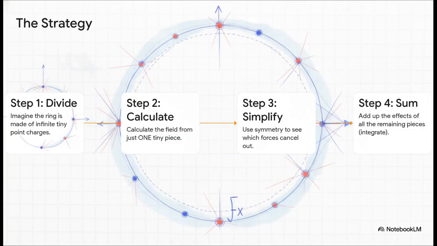Well, let's call it the brute force way, involves calculus. The strategy is to basically break the ring down in your mind into a bunch of infinitely tiny point charges. You calculate the field from just one of those little pieces. Then you use a bit of cleverness. You notice that because the ring is symmetrical, a lot of the forces are just going to cancel each other out. And then you have to do this really complex mathematical summing process, called an integral, to add up all the little bits that are left over. It works, but man, is it difficult.